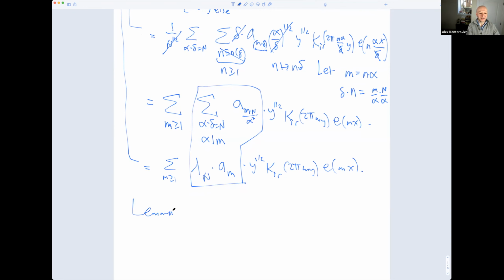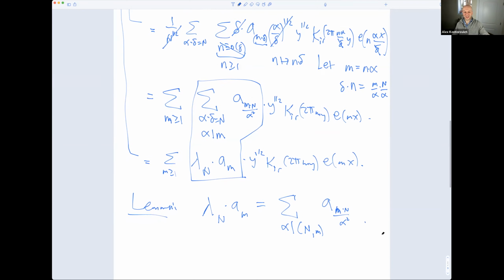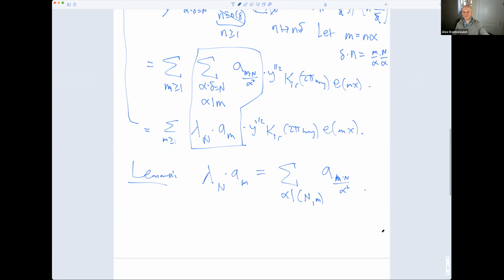Let's isolate this as a lemma, which is that the nth eigenvalue times the mth Fourier coefficient is a sum. Notice that there's no delta anymore. So this is just over alpha dividing n and alpha dividing m. If alpha divides n and m, it divides the GCD of n and m. It divides both n and m, of the coefficient a, m times n over alpha squared. That's a nice little lemma. So far, so good?